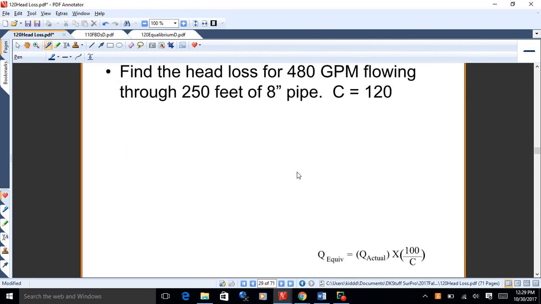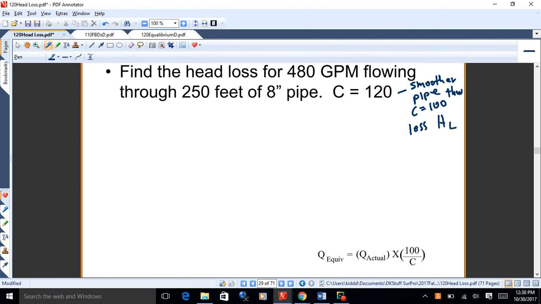So as an example of this, let's find the head loss for 480 gallons per minute flowing through 250 feet of 8-inch pipe, C120, okay? Now what you do for C120, that's going to be smoother pipe. The higher the C, the smoother the pipe. So that's smoother pipe than C100. So that means you're going to have less head loss.